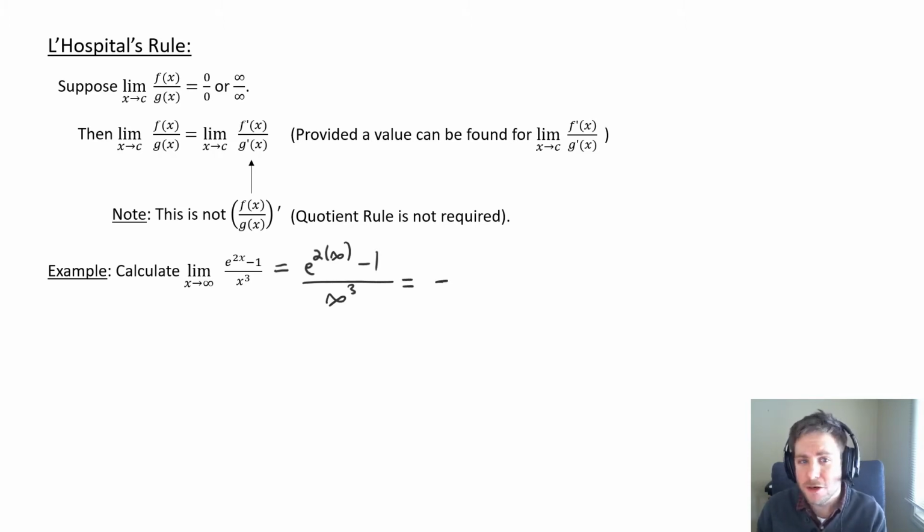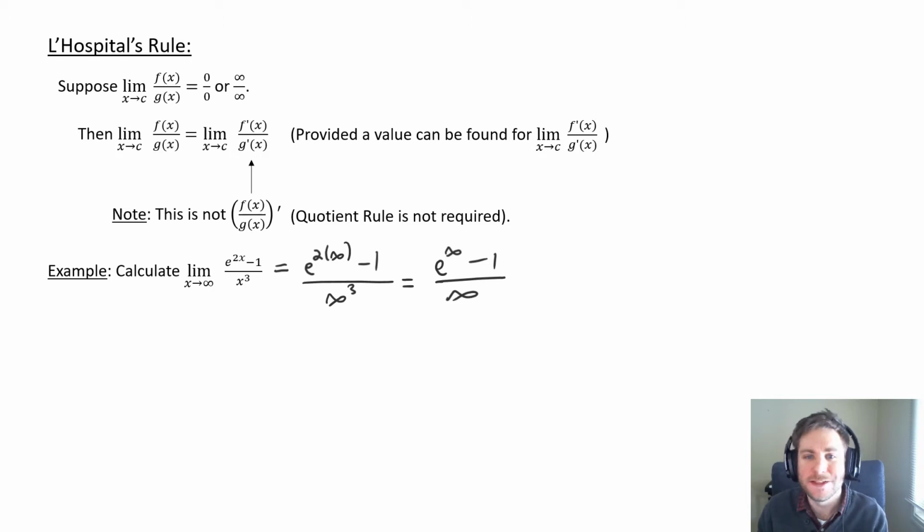In the denominator, we're cubing a number which is approaching infinity, which is just going to make it approach infinity even faster. Likewise, in the numerator, when I take 2 times a number which is going to infinity, that's still going to approach infinity, just a little bit faster.